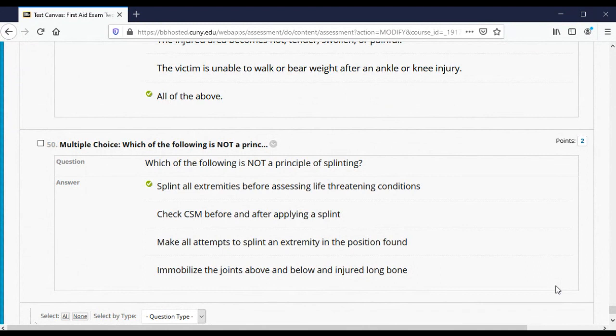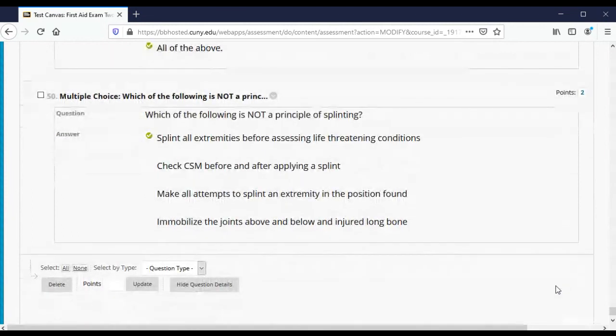And which of the following is not a principle of splinting? And the answer was splint all extremities before assessing life-threatening conditions. And I hope I made that example clear when I showed you the picture of that gymnast with the vaulting injury with the horribly mangled lower extremity. But remember, as grotesque as that injury appears, you still have to make sure they're awake, you still have to make sure they're breathing, you still have to make sure their airway is open, you still have to make sure they're not in hypoperfusion or shock. That lower tib-fib fracture is not what's going to kill them. What's going to kill them is any compromise to the airway, breathing, and circulation.